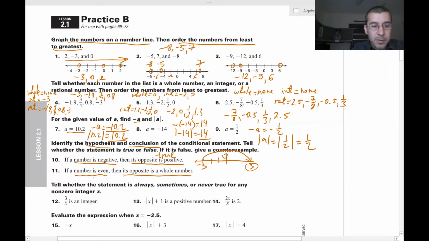If number is even, so even numbers 2, 4, 6, 8, right? Then the opposites of 2, 4, 6, 8 are -2, -4, -6, -8. Those are not whole numbers, because whole numbers are 0, 1, 2, 3, and so forth. So this is false. Give a counterexample.